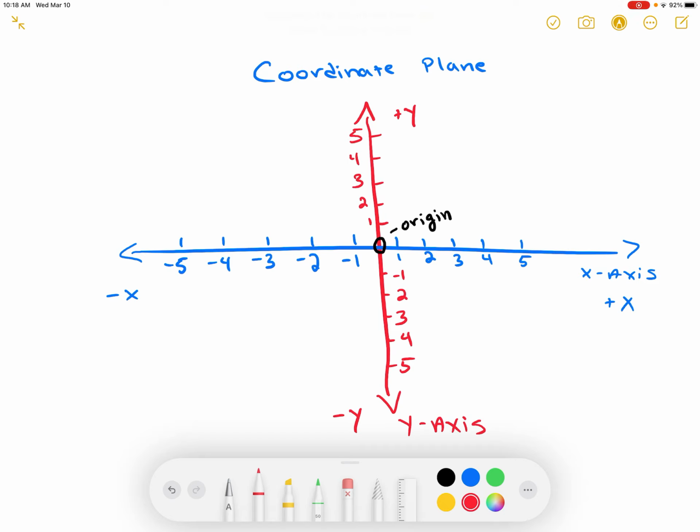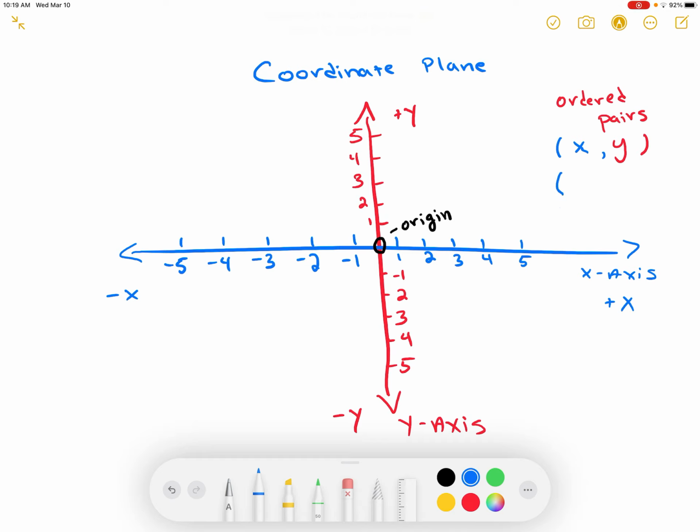So what happens is basically we can find the location. Imagine this is a map, right? We can find the location of any point by using what are called ordered pairs. And an ordered pair is just a location. For example, every ordered pair comes like this. You're going to have an x value first, and then you're going to have a y value.